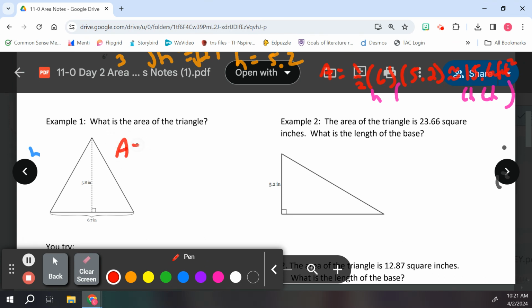So let's just go straight into the area formula, which will be 1/2 times the base of 6.7 times the height of 5.8. Someone tell me, what does the area equal? Anybody? Who's got it? It's a pretty nice decimal.